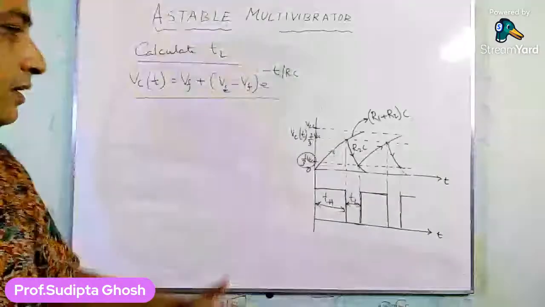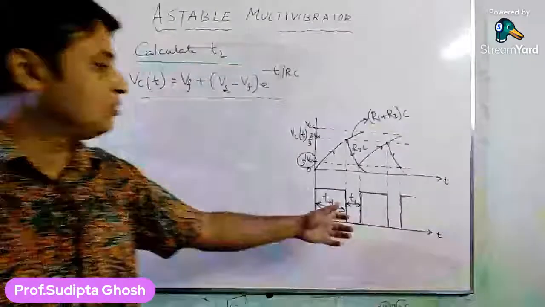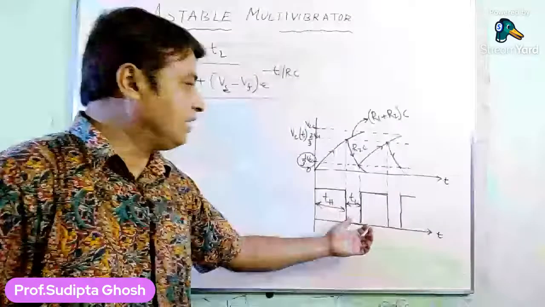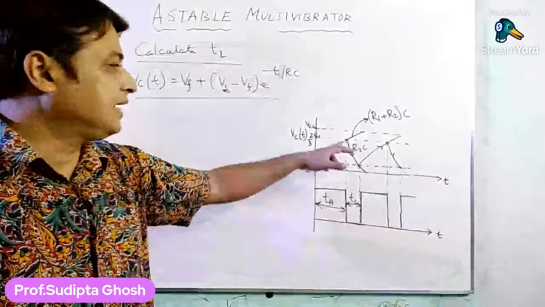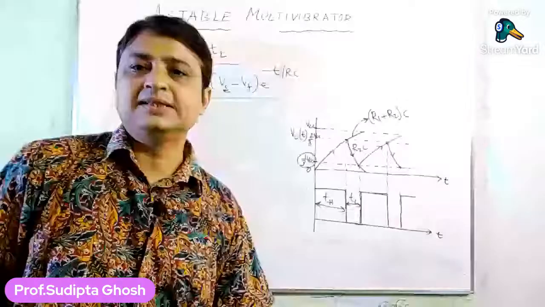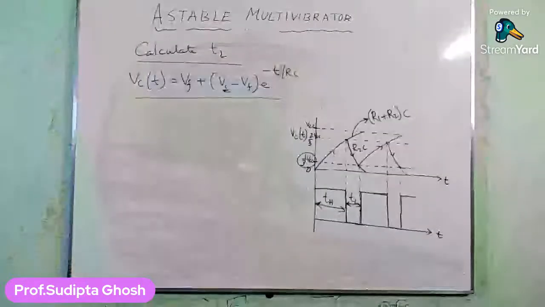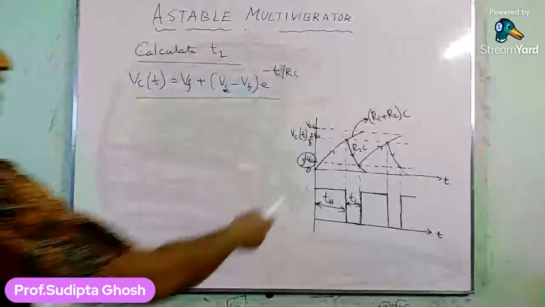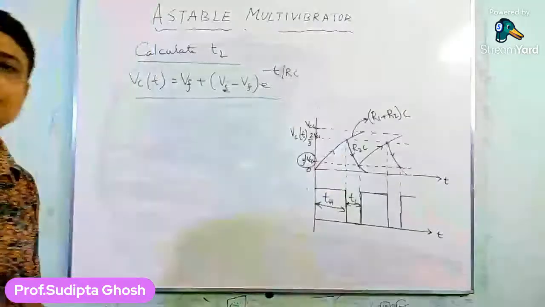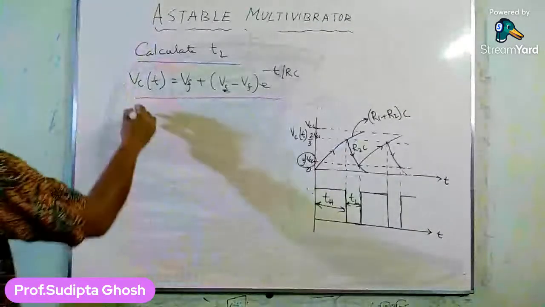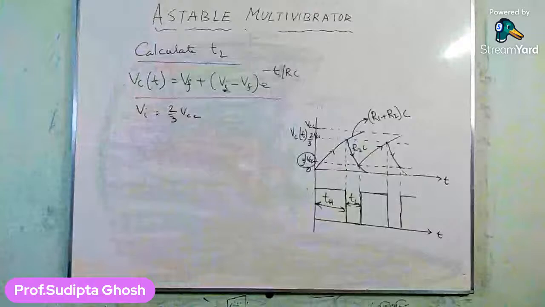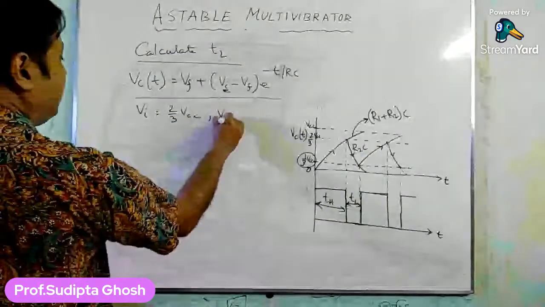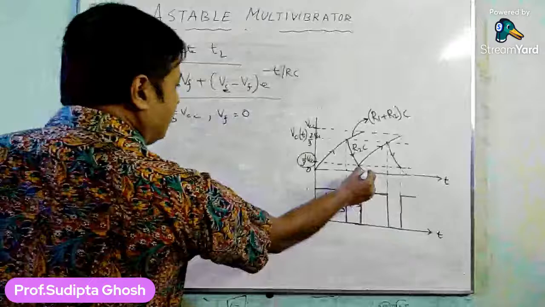Now we are going to calculate the value of TL. Here we should maintain the initial value, VI. What is the initial value when the capacitor starts to discharge? During discharging, the initial value is 2/3 of VCC. The final value will be 0.